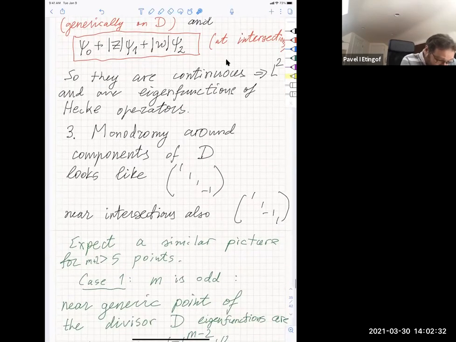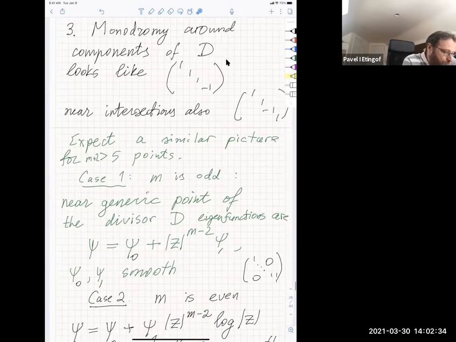And so, we expect a similar picture for more than 5 points, but we haven't computed everything yet. There is a slight difference in behavior for odd and even number of points, because for odd number of points, for example, we don't have semi-stable bundles which are not stable, but for even number, we do.